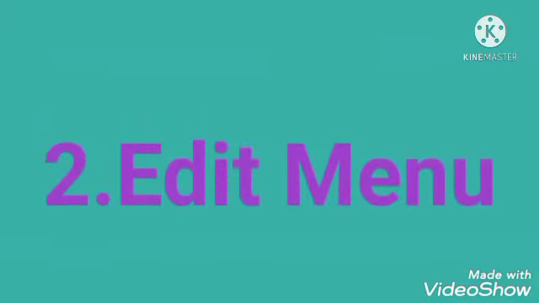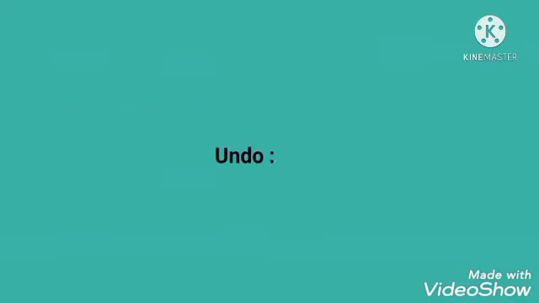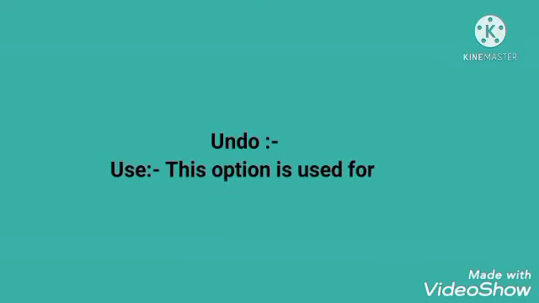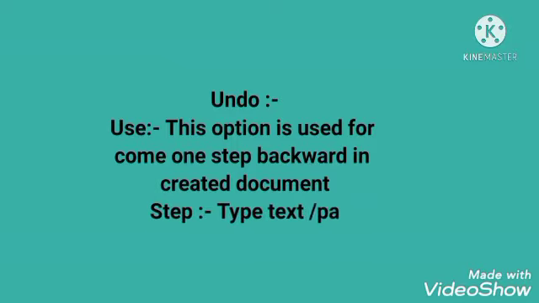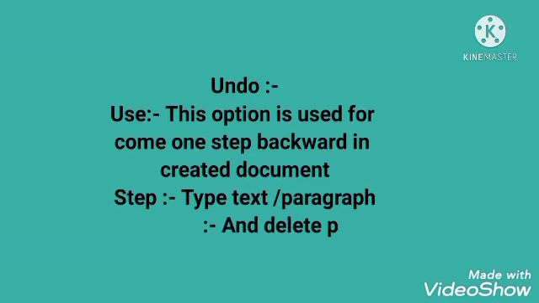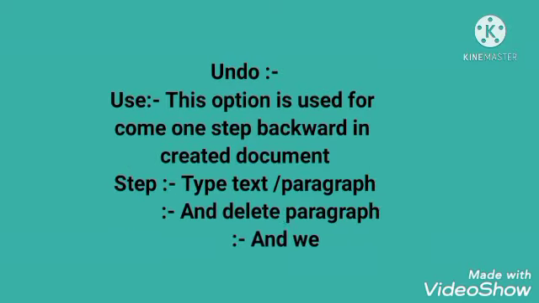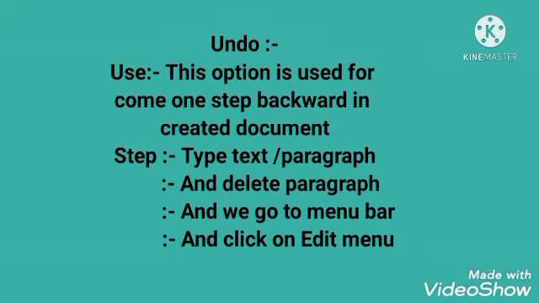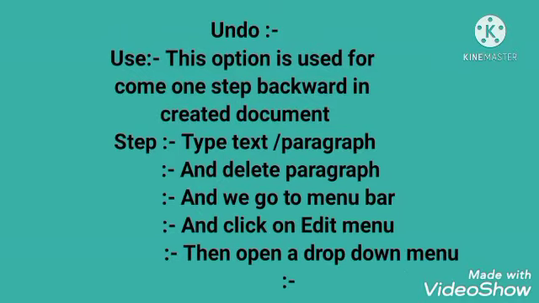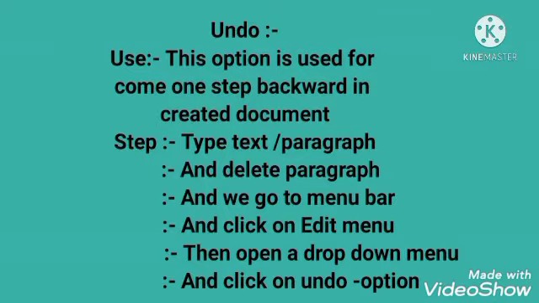Second, edit menu. Undo use. This option is used to come one step backward in the created document. Step: type text paragraph and delete paragraph, and we go to the menu bar and click on edit menu, then open a drop down menu and click on undo option.